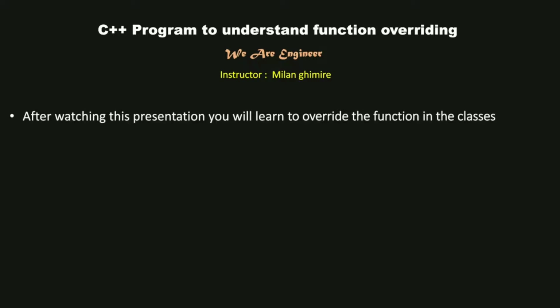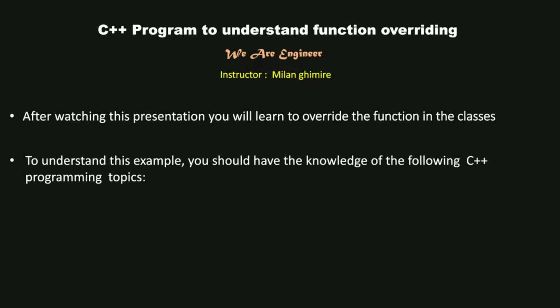So let's get started. After watching this presentation, you will learn to override functions in classes. To understand this example, you should have knowledge of the following C++ programming topics: classes and objects, inheritance and function overloading. I am focusing on function overloading because when we know about function overloading, it will be very easy to learn about overriding. If you haven't already watched these videos, I will give the link down in the description. You can check it out there.